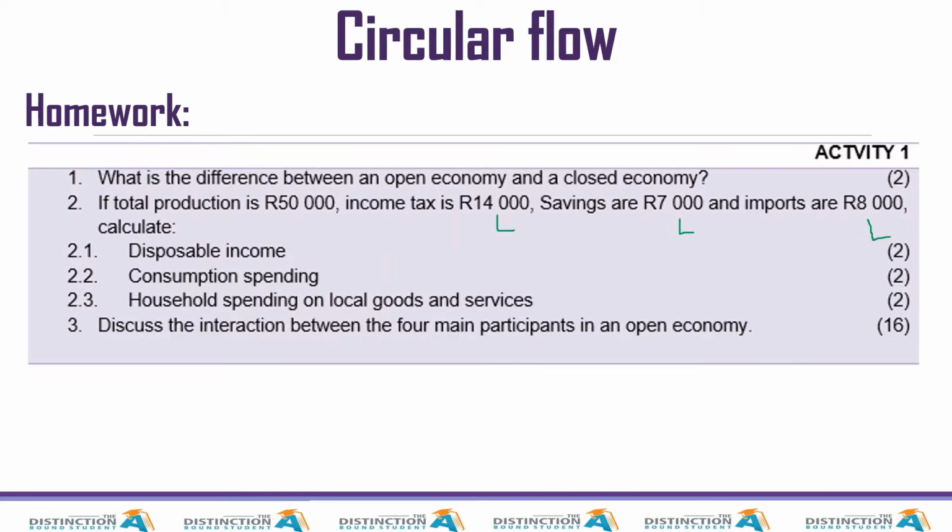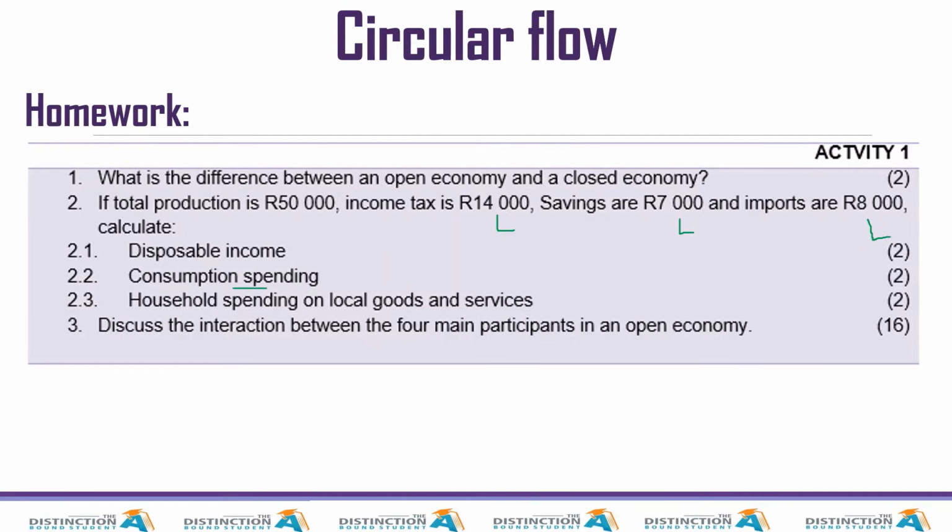Disposable income is basically the money that we put in our pockets after government has taxed us. If you remember in the circular flow diagram, I pointed out that we pay tax because we need public goods and services. So before it gets to us, government takes part of it. It will be 50,000 minus 14,000, that will be 36,000.